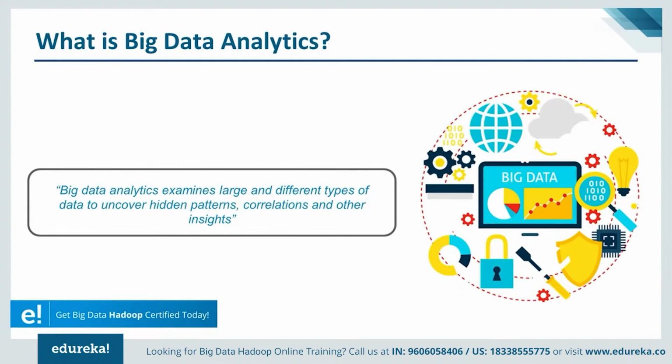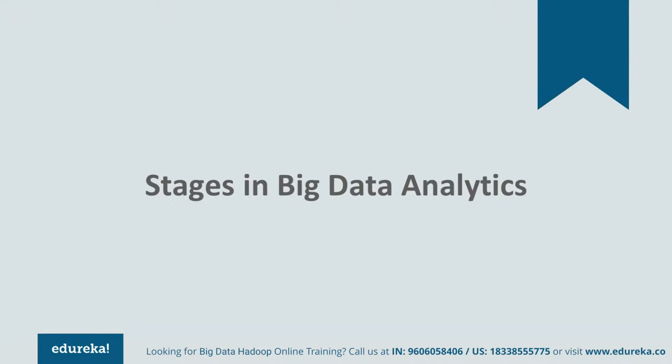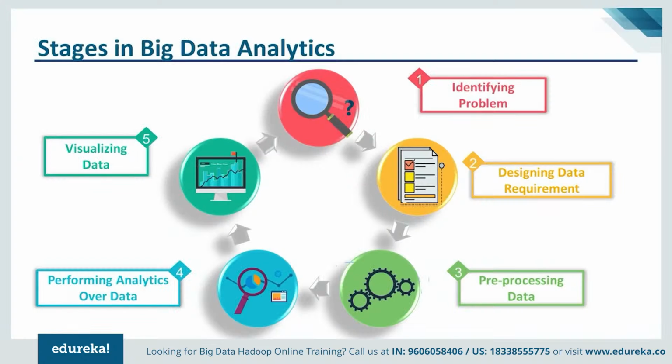Now that you know why we need big data analytics and what exactly big data analytics is, let us explore the different stages involved in the procedure of big data analytics. These are the different stages involved in this entire procedure. The first stage is identifying the problem. What is the problem that we need to solve? This is the most important step, of course, and this is the first step of the process.